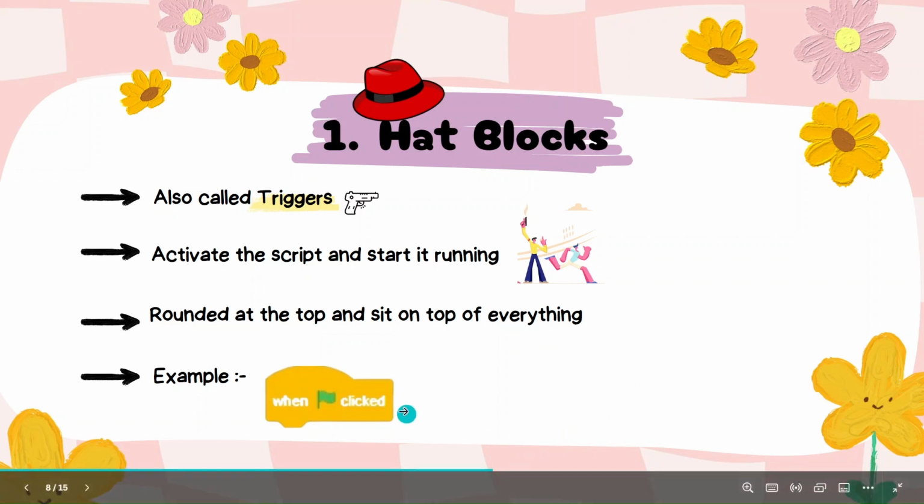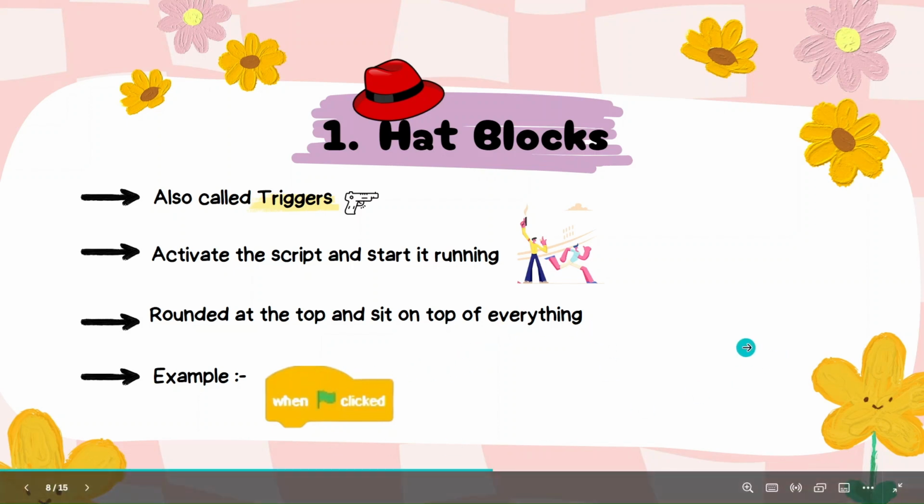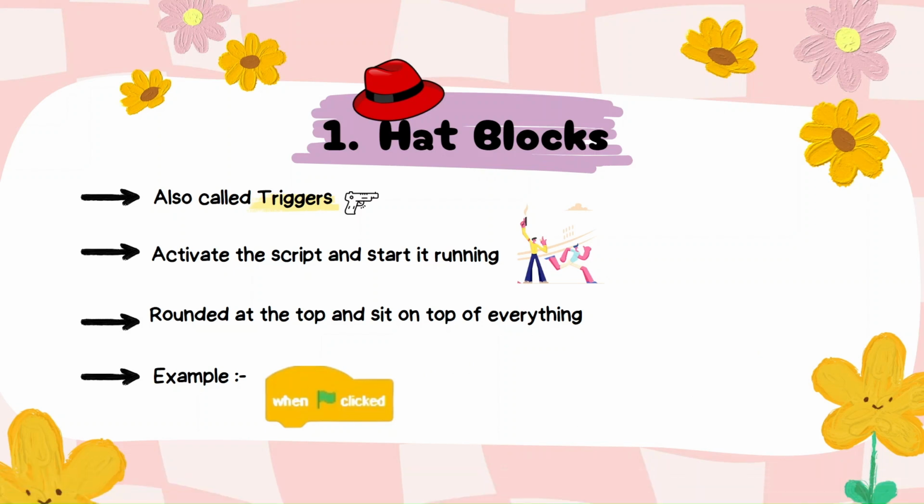They are round at the top, you can see here, and they come at the top of everything. Like if you are using any of the blocks, these head blocks will be placed very first. For example, you can see that when the green flag is clicked, our commands will start running. So now let us jump onto the Scratch editor and see what these head blocks are.